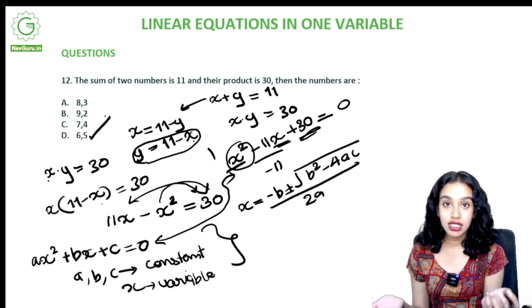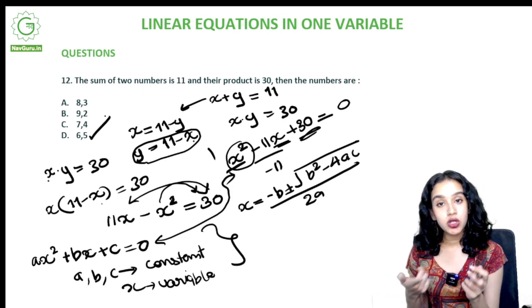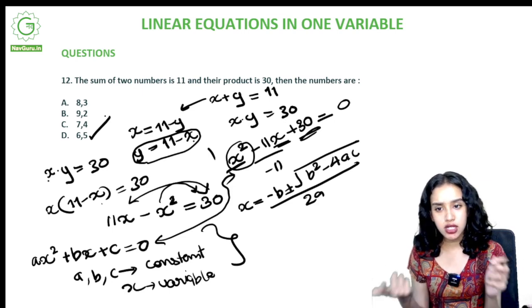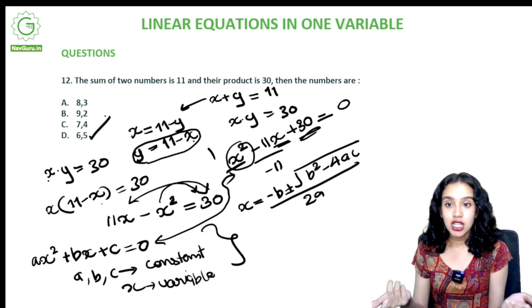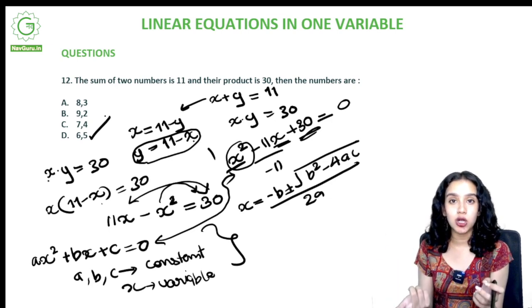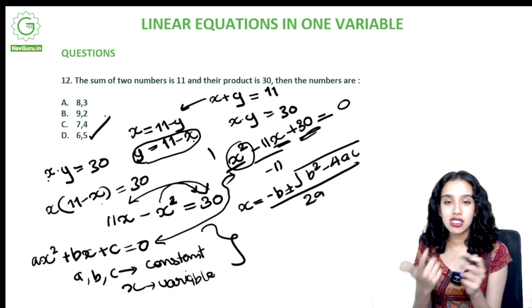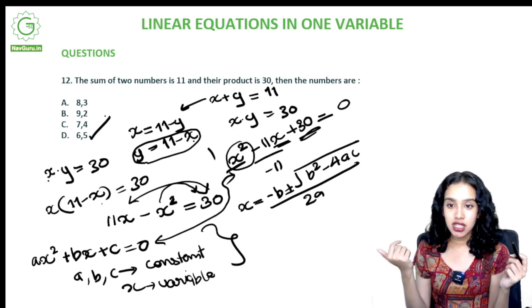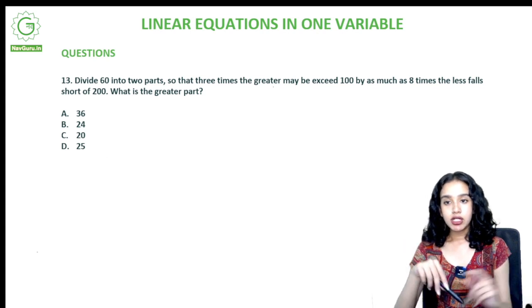9 into 2 is 18. Again, it's not the answer. 7 into 4 is 28. Again, it's not the answer. But 6 into 5 is 30. So by looking at the options, we don't need to do the whole thing. But by just looking at the options, we could find out that 6 into 5 is 30. And that is the answer for the question. So let's solve this question.